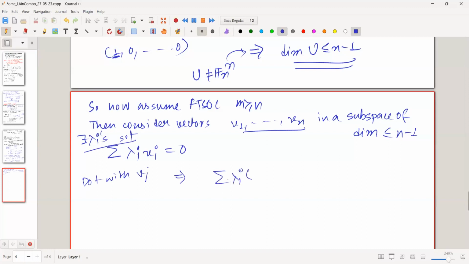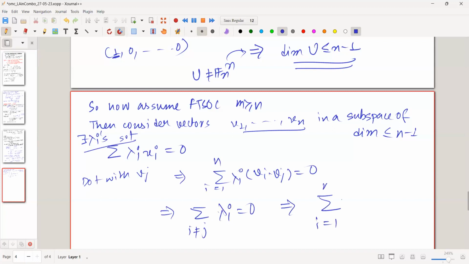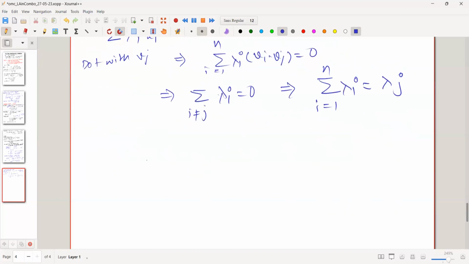So this gives you the summation over i from 1 to n of Vi dot Vj equals 0. So this basically gives you, for i not equal to j, lambda i equals 0. In other words, it gives you the sum over i from 1 to n of all the lambda i's is equal to lambda j. But since j was arbitrary, you can actually say lambda 1 equals lambda 2 and so on up to lambda n.